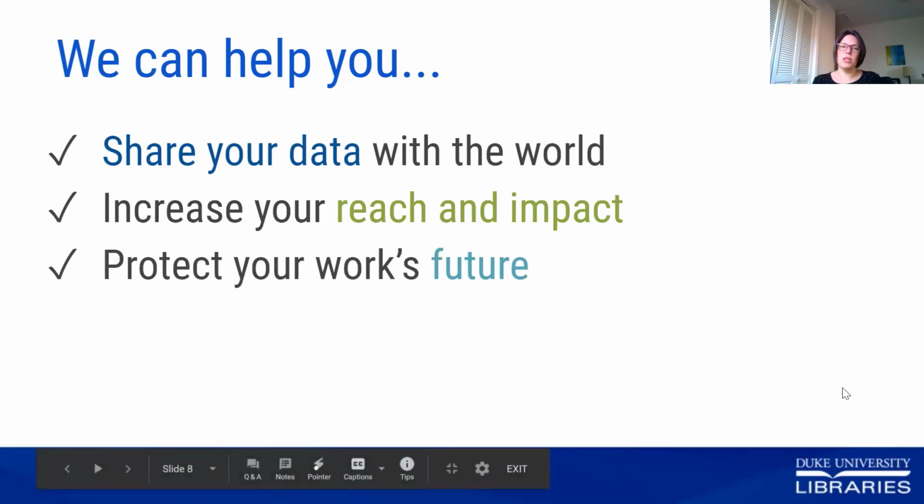We can help you protect your work's future. So our goal is not just to make the data accessible today or tomorrow, but for 5, 10, 15 years from now, you can feel assured that your data is going to be safe.